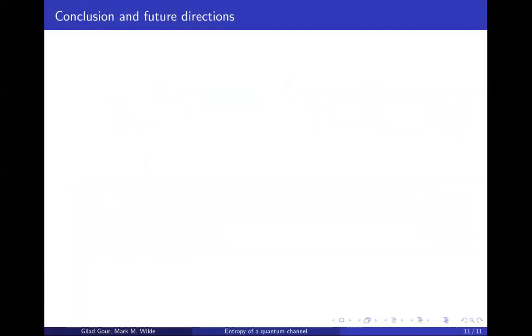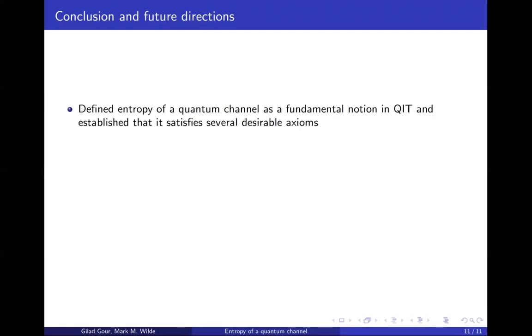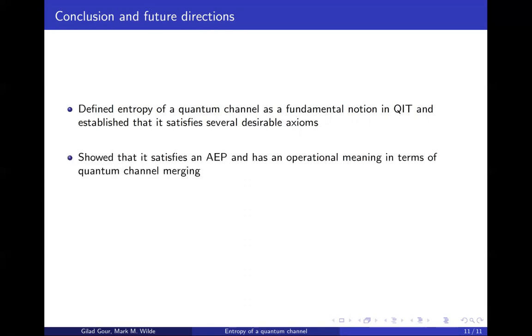Okay, so I'm going to wrap this up now. Our conclusion is that we define this concept of entropy of a quantum channel. We consider it to be a fundamental notion in quantum information theory. We showed that it satisfies these axioms, like non-decrease under a uniformity preserving superchannel, additivity, and reduction to states. We showed that it satisfies an asymptotic equipartition property. It has an operational meaning in terms of this protocol of quantum channel merging. I should mention that quantum channel merging is related to a well-known notion called quantum state merging, and it represents a dynamical generalization of that concept.